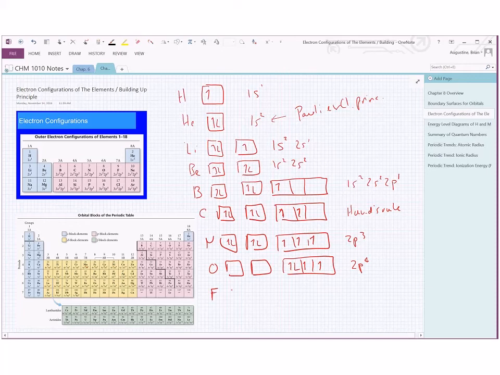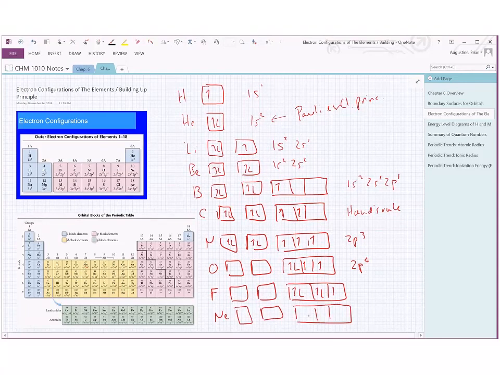Fluorine, I'm getting lazy here, just writing the p orbitals, 1, 2, 3, 4, 5, and then neon, 1, 2, 3, 4, 5, 6, 2p6, 2p5.